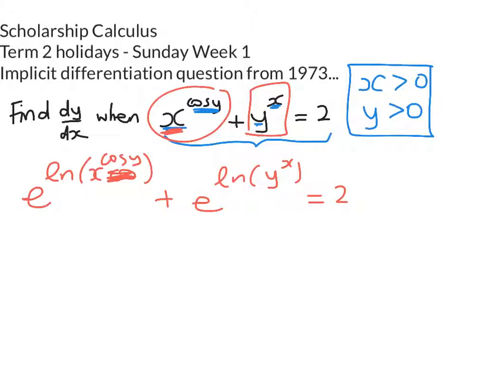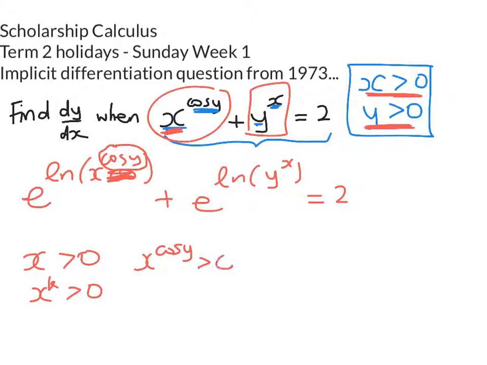But to be comfortable with that, I have to make sure that I'm not taking the log of a negative number. And that's where these two conditions are important. Since x is strictly positive, we know that x to the power of anything is going to be positive. So we don't really care about the sign of cos y. We're quite happy that that can be a negative number, and x to the cos y will still be positive, which means that the log of that is defined.